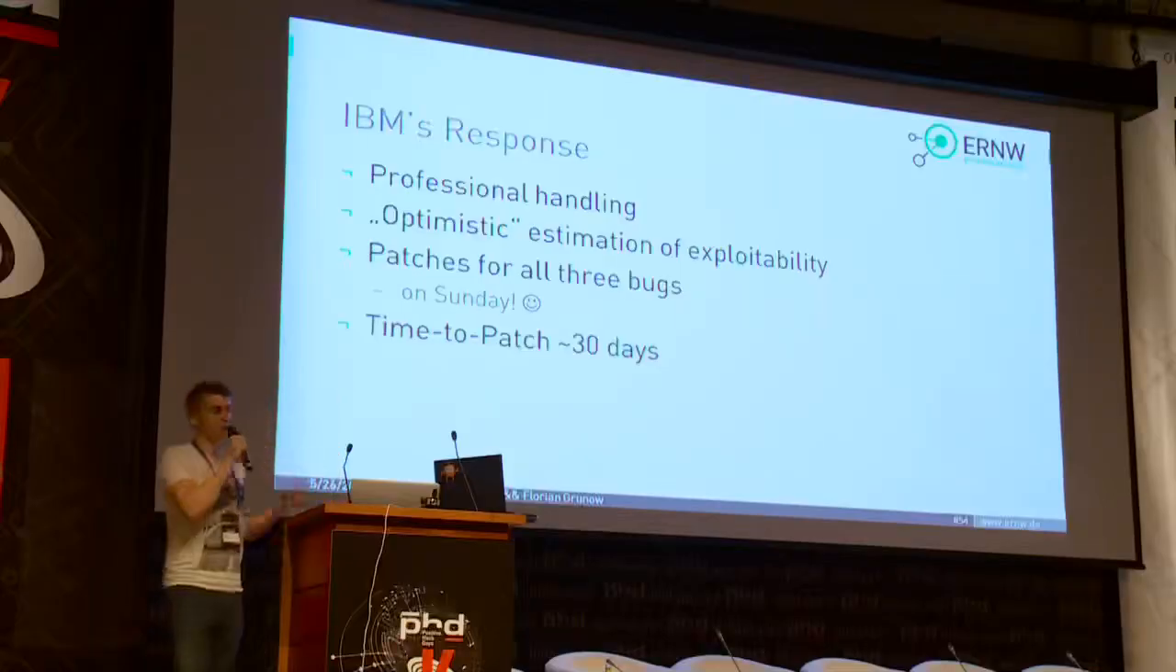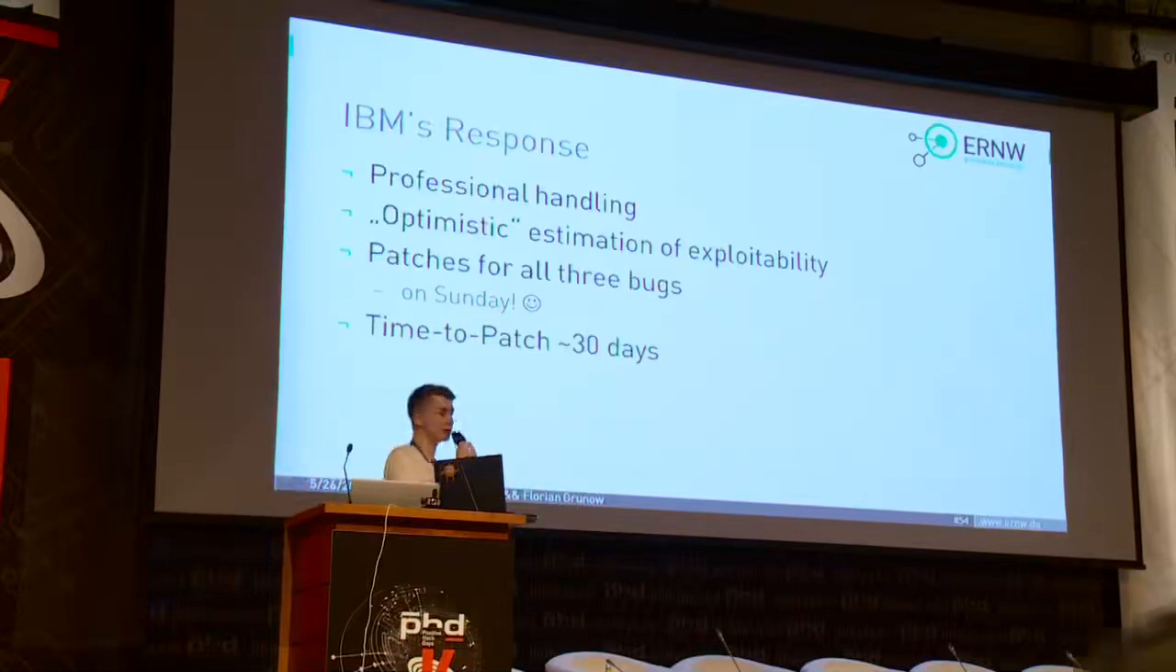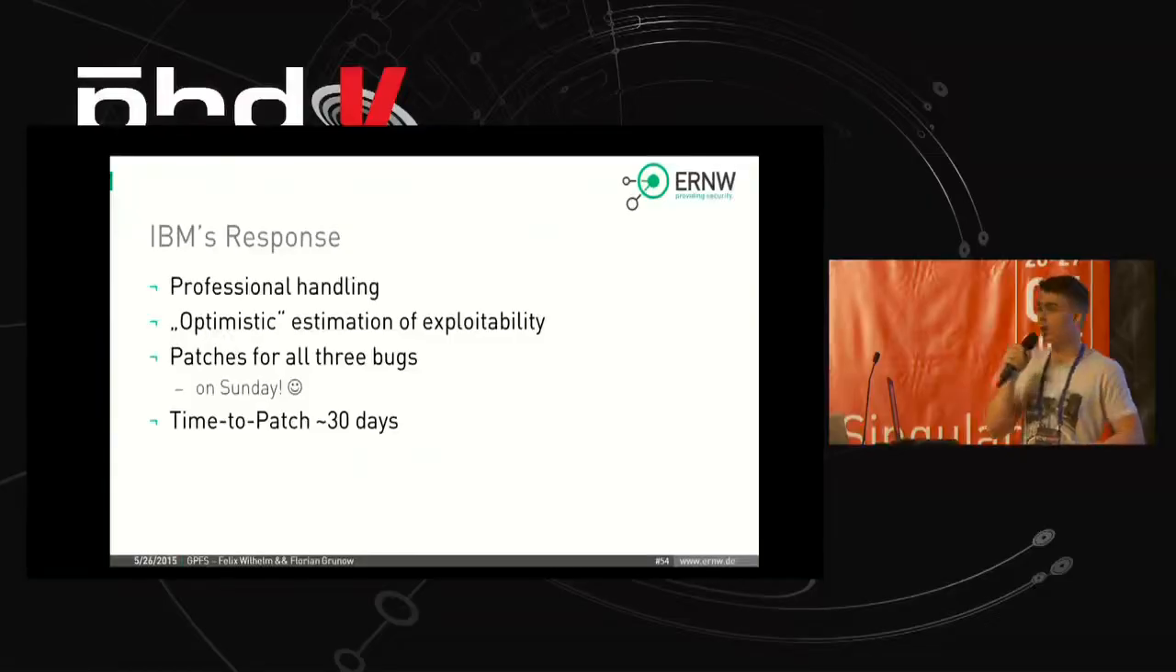And so we have to say something about IBM's response. It was a really professional handling of this whole thing. They still have this optimistic estimation of exploitability, but they released really working patches for all these 3 bugs. They even released them on a Sunday, so they really spent some time doing this. And they needed like 30 days from our report to the day they released the patches, which is in our impression really impressive.